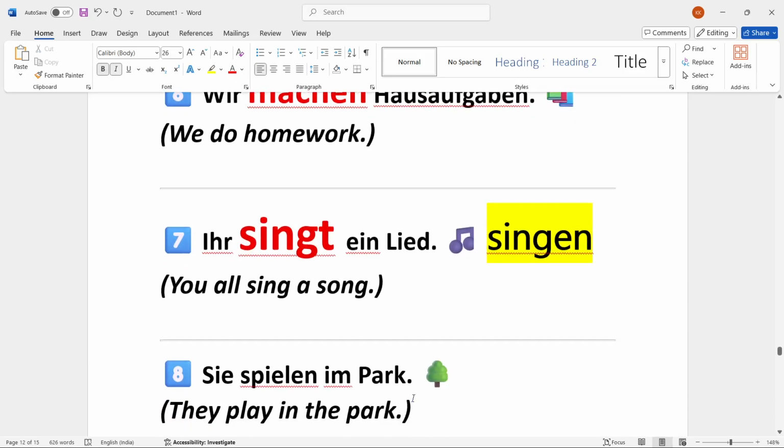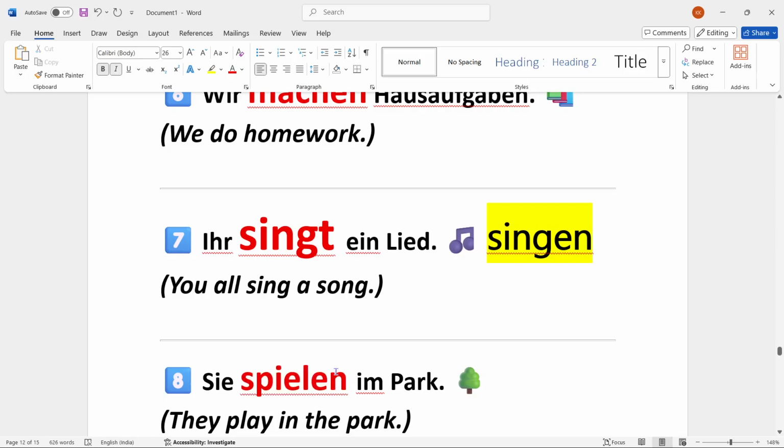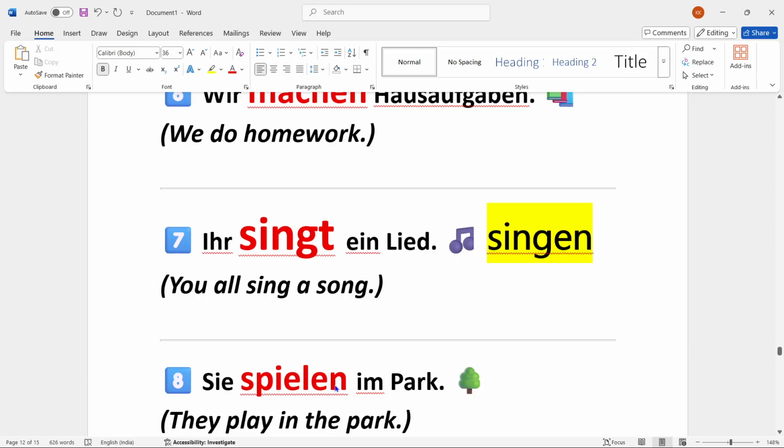Sie spielen im Park. This is the infinitive form. Okay, it is not a conjugated verb because sie is a plural sie, na? Plural case is they. They play in the park. Sie spielen im Park.